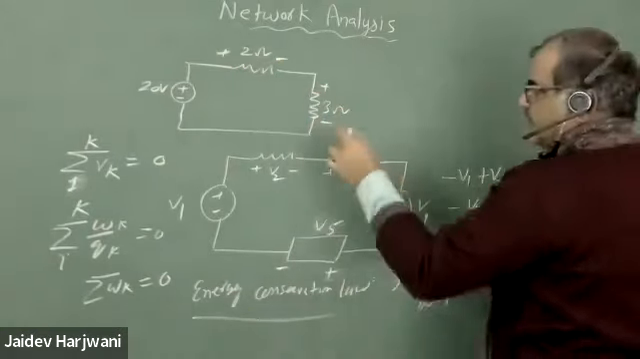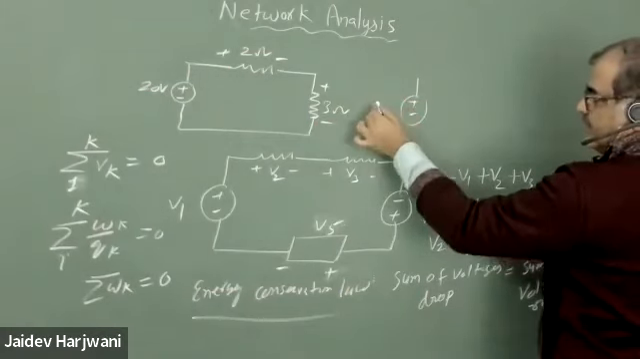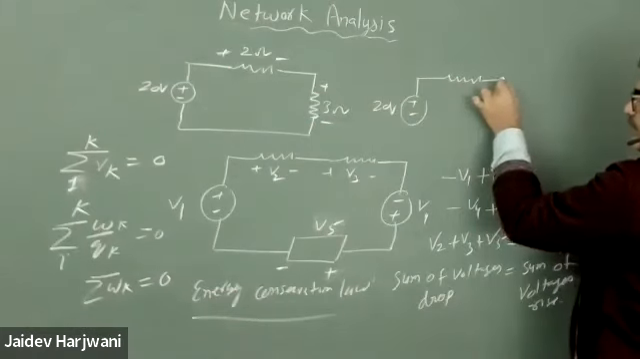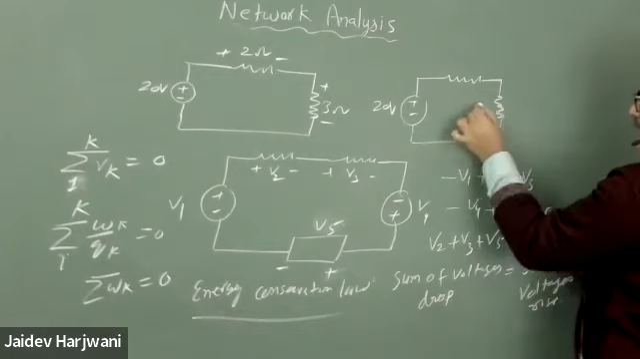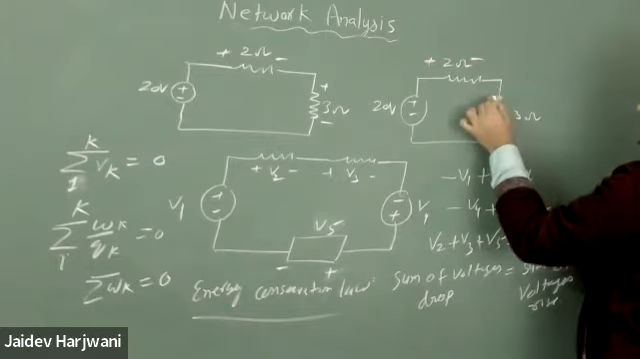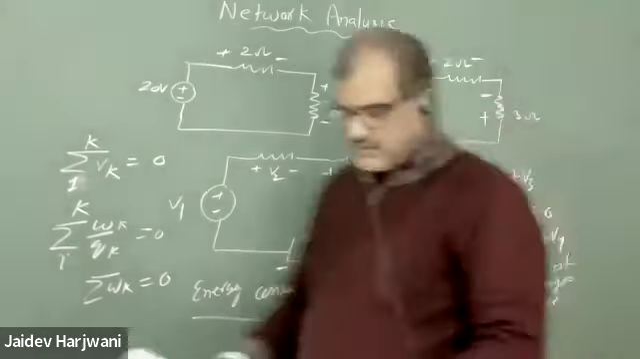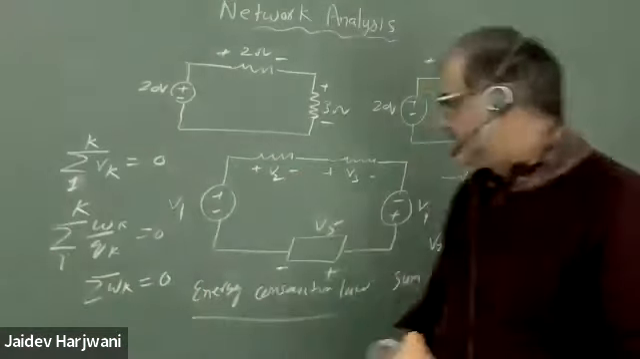Now the same circuit, I am solving another way. I am giving two batteries. I am putting 2 ohm here and 3 ohm here. For the 2 ohm, I'm marking plus minus, and here I'm marking minus plus. Now let us learn how to apply KVL in these two situations.